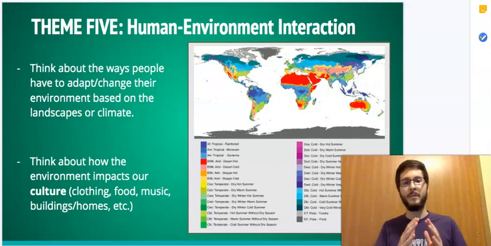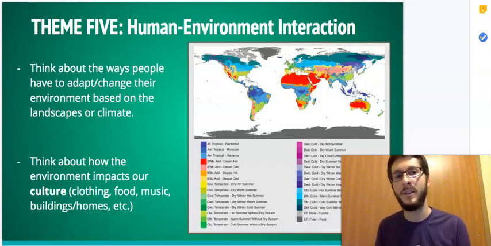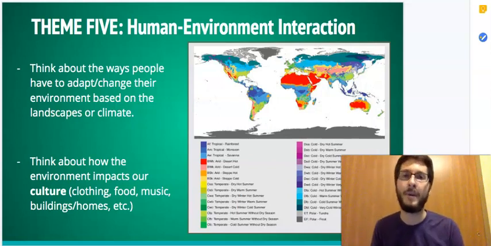So that give and take between humans and the environment and how they impact each other is that last theme. And that's going to be a huge one that's going to come up throughout this class.